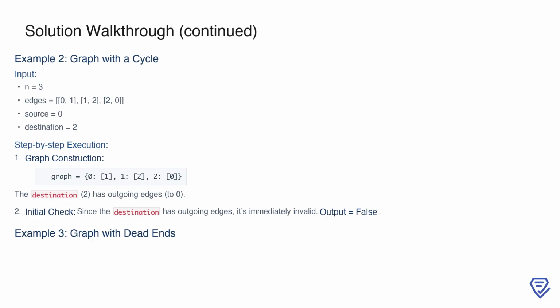When we construct the adjacency list, we see that while nodes 0 and 1 each have outgoing edges, node 2, which is the destination, also has outgoing edges. This violates one of the core requirements of the problem, which is that the destination must not have any outgoing edges. Therefore, we can immediately conclude that not all paths can lead to the destination, and we return false as the output for this example.